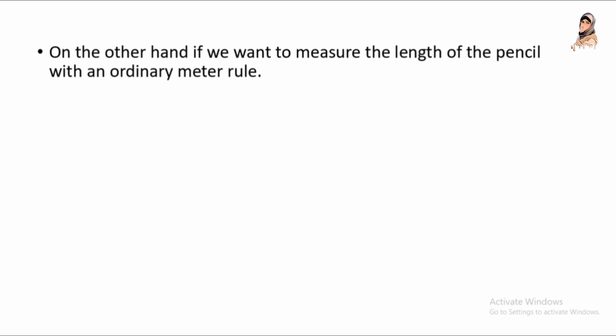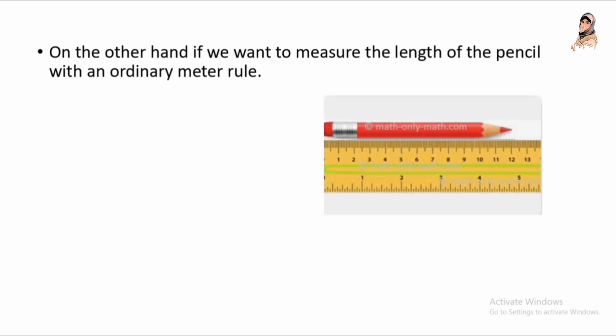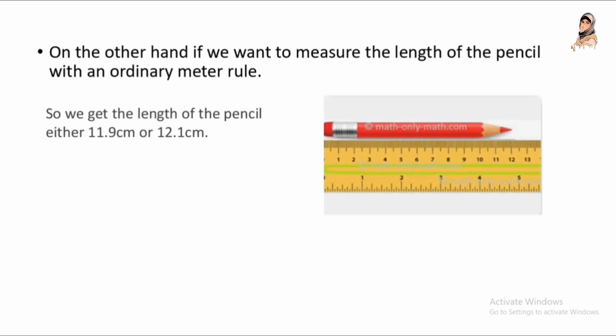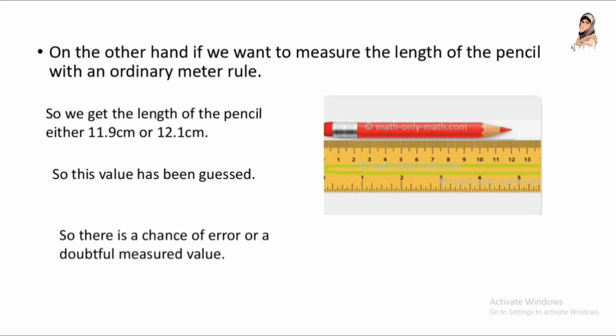On the other hand, if we want to measure the length of the pencil with an ordinary meter rule, then we get the length of the pencil as either 11.9 cm or 12.1 cm. So this value has been guessed. There is a chance of error, or a doubtful measured value.